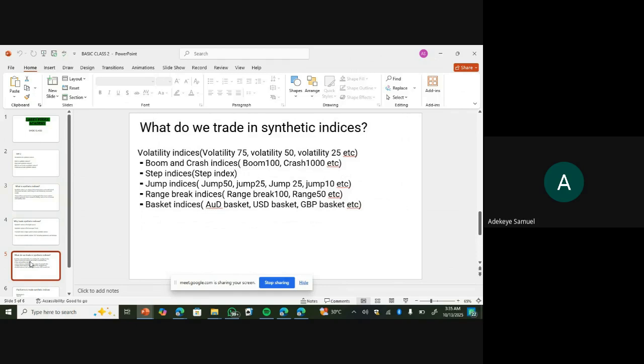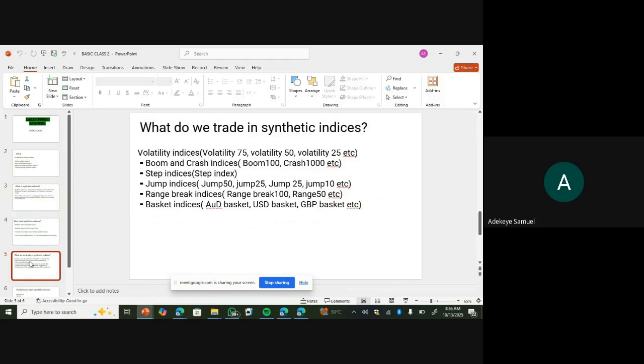We have step indices also. Step indices start from step 100, step 200, like that. We have jump indices, which also start from 10 to 100. We also have range break indices, from range break 100 to range break 200, and we also have basket indices.